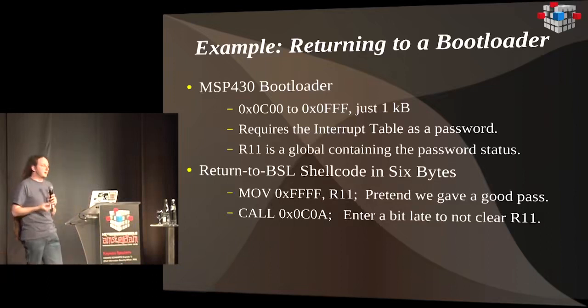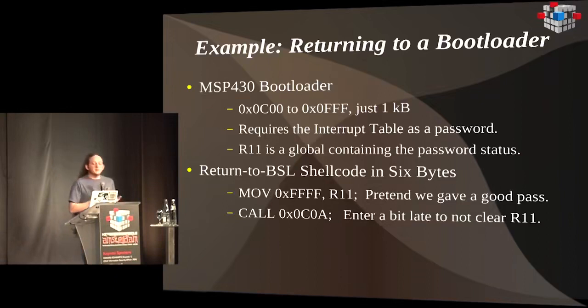When you look at the firmware, you'll see that the first thing that it does is it clears register 11. It does this because register 11 is a global variable which has a bit that describes whether the bootloader password has been provided or not. So because this is a global variable containing the password status, if you can just force this variable and then enter the bootloader just a little bit late, then you'll be able to dump the code, because it will think that you already have proved that you know the secrets inside of the chip, and it will have been unlocked.